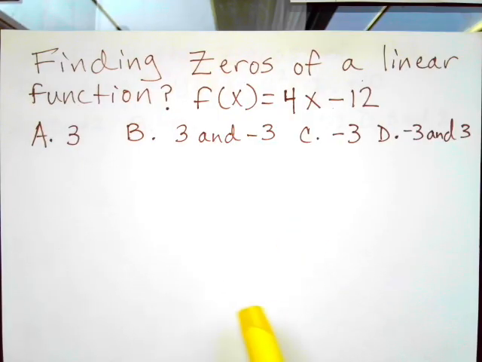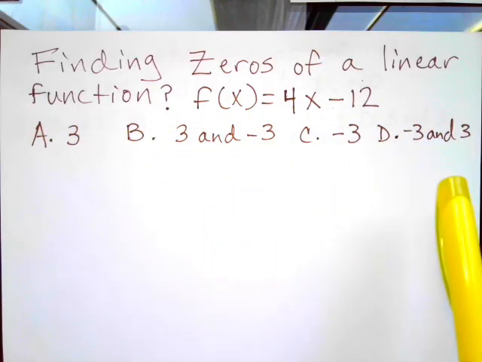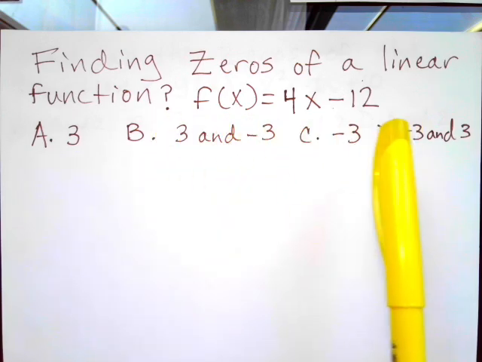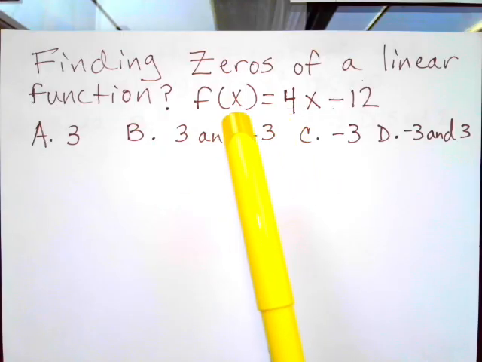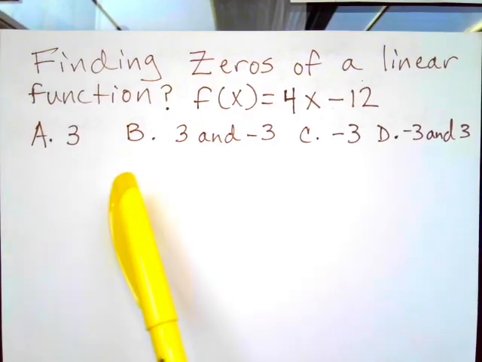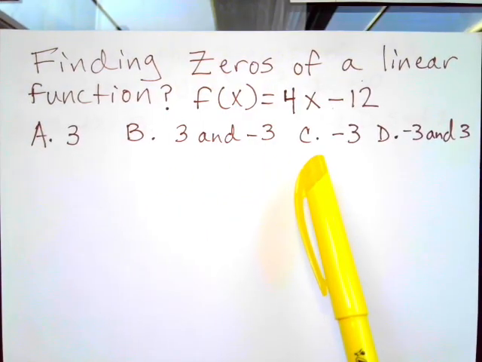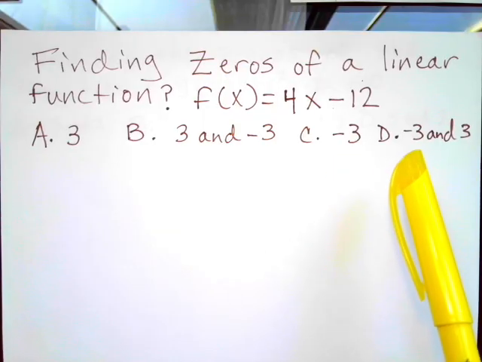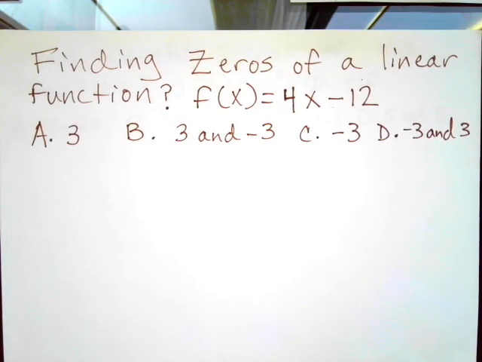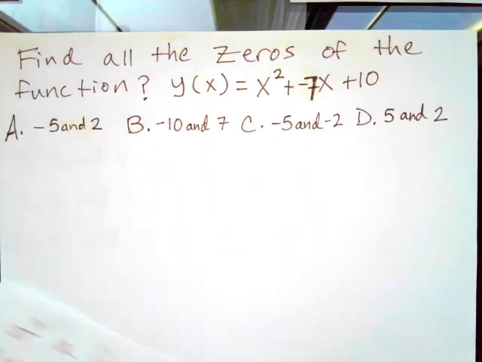So let's get into some of these questions. Finding zeros of a linear function, right? Which one, A, B, C, or D, will fulfill the zero or zeros of this function? F of x equals 4x minus 12. You have option A, 3, option B, 3 and a negative 3, option C, a negative 3, and option D, negative 3 and a positive 3. So that's question number 1.